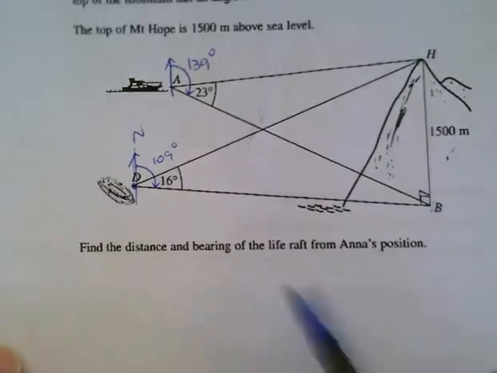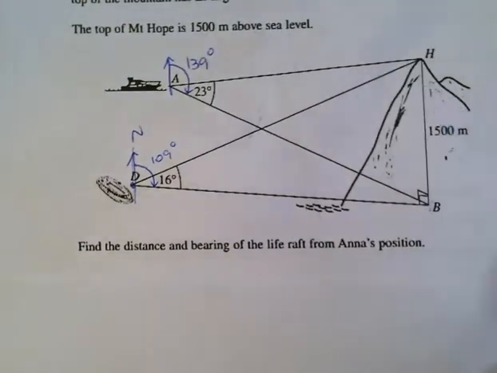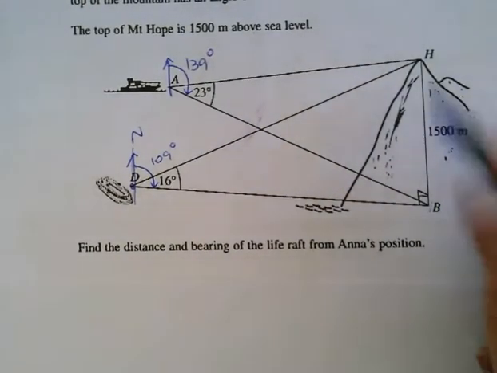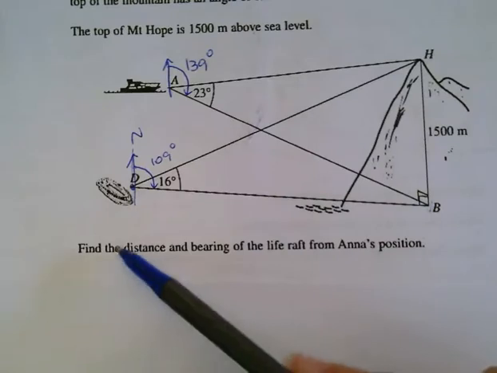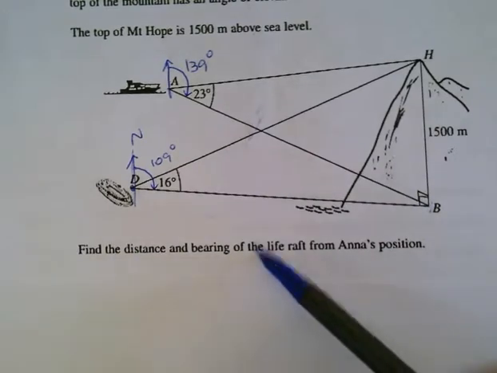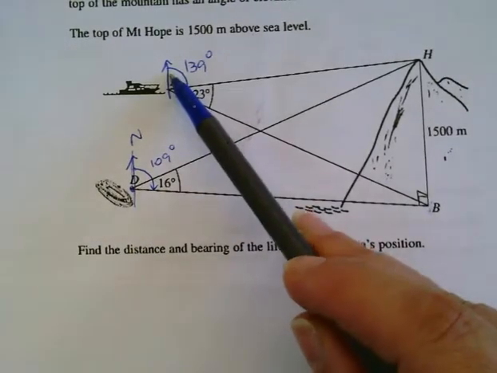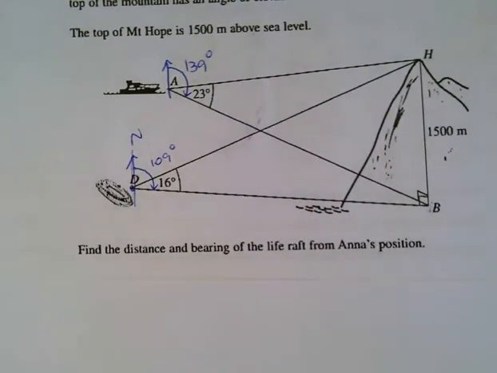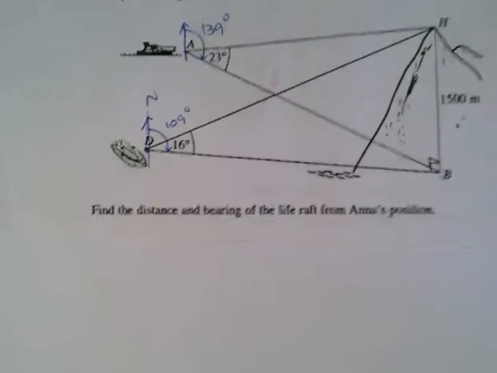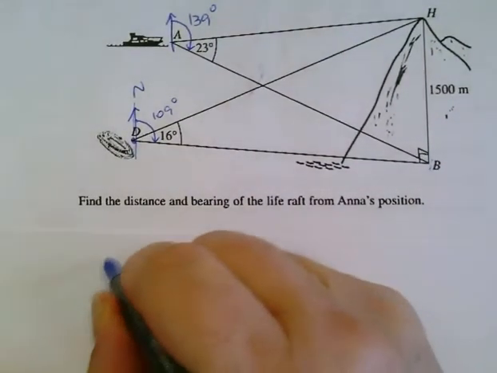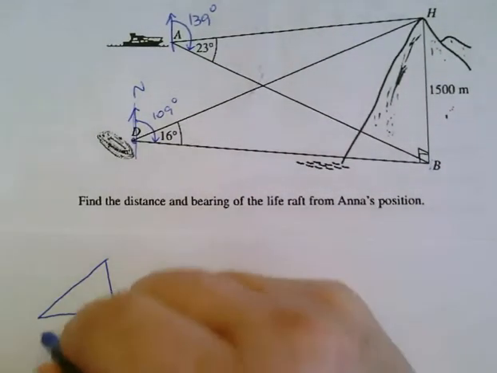This does not give us any guidance as well, and Mount Hope is 1,500 meters high, and it says find the distance and bearing of the life raft from Anna's position. So I'm going to draw the ground level triangle, and I'm also going to draw the two angle of elevation triangles. Now the two angle of elevation triangles are nice and easy.